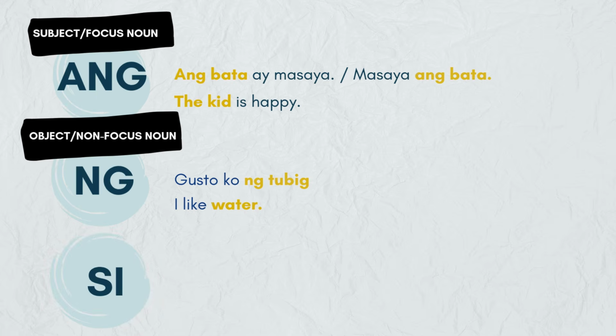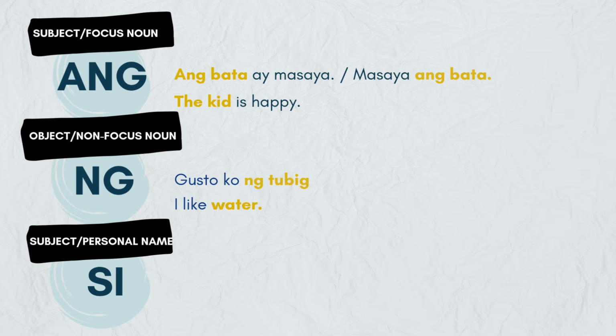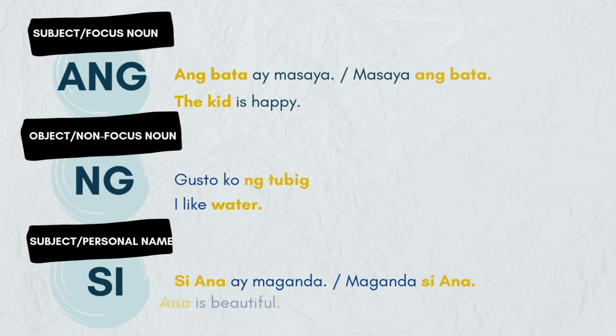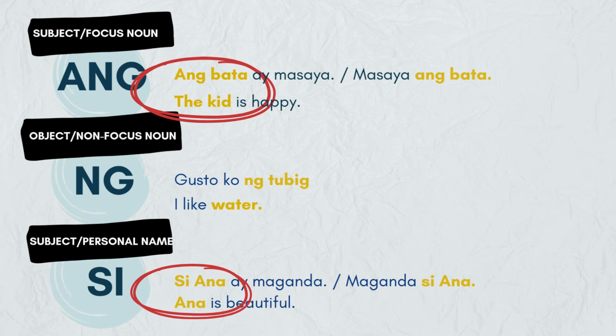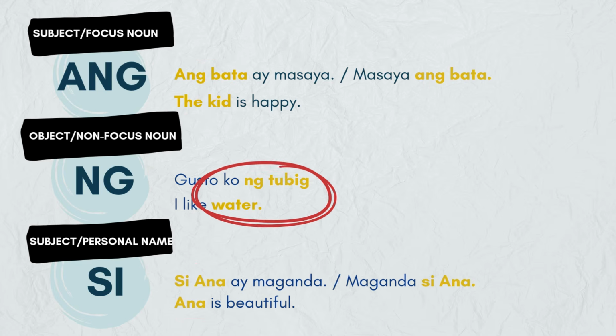Si is used for personal names or for the subject. Si Ana ay maganda. Ana is beautiful. As you can see here, si and ang are quite similar, but si is used for personal names, in this case, Ana. Think of ang and si as pointing to the main subject of a sentence, and nang as pointing to the other important part, often the object.